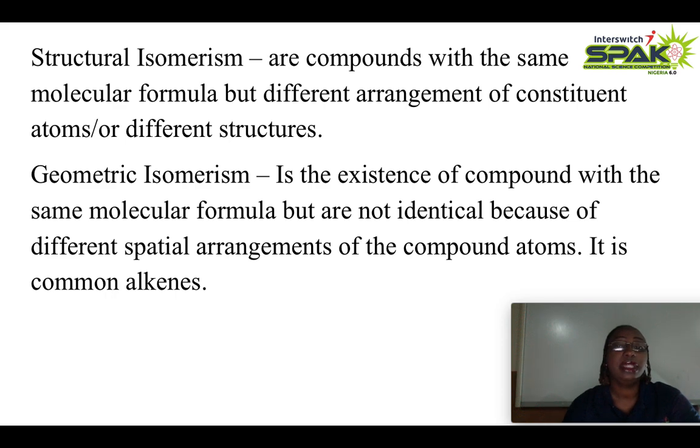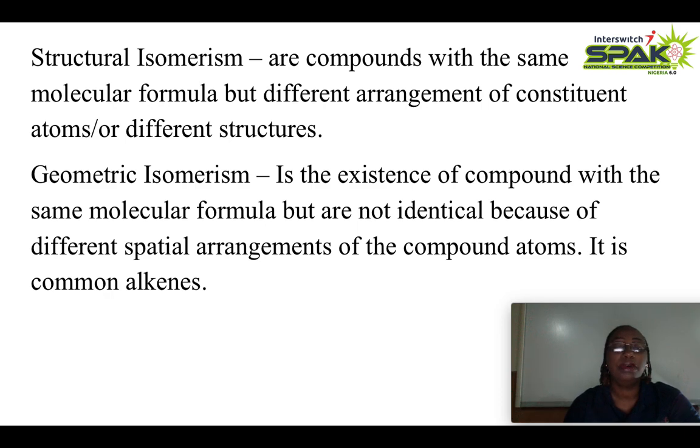Structural isomers are compounds with the same molecular formula but a different arrangement of constituent atoms, or different structures. So you see compounds having the same molecular formula but exhibiting different structures. You can draw different structures of it. That's isomerism. And also we have geometrical isomerism.